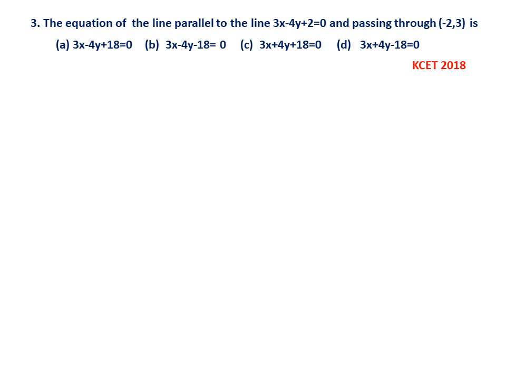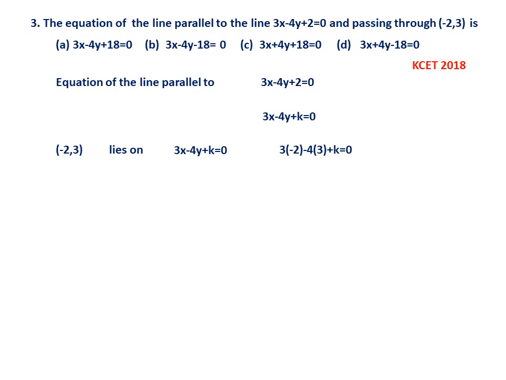So, this is 2018. So, equation of the line parallel to this one is given by shortcut method 3x minus 4y plus k equal to 0. Now, we have to find the value of k. So, how to find the value of k? Minus 2, 3 lies on the equation, therefore substitute. So, 3 into minus 2 plus minus 4 into 3 plus k equal to 0. This gives you k equal to 18. Therefore, substitute k 18. So, A is the correct option. This implies A is the option. So, this is the third question, that is from 2018.